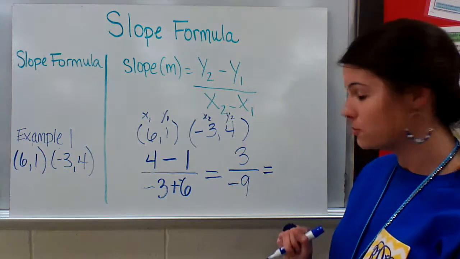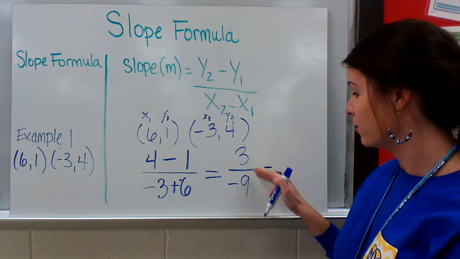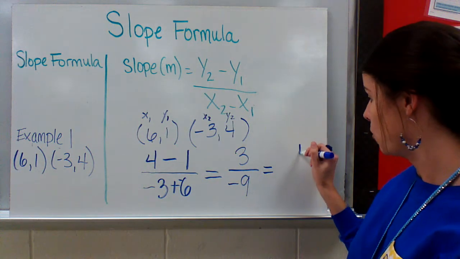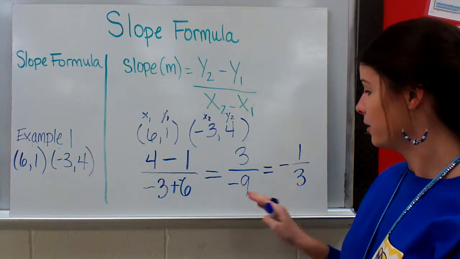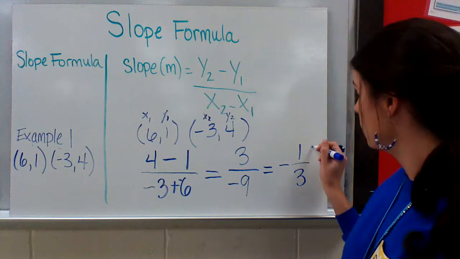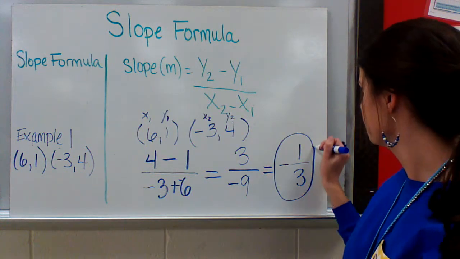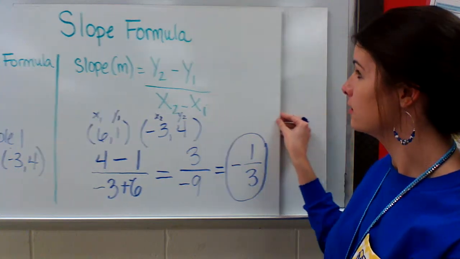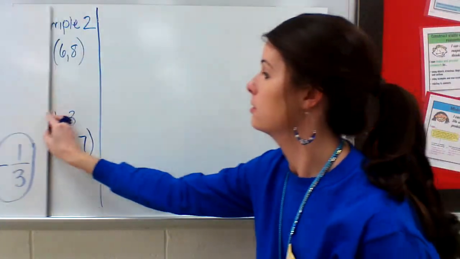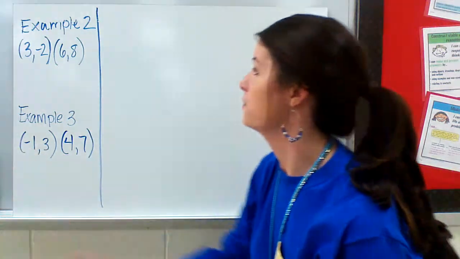Now remember, we always simplify, and 3/9 can be simplified to 1/3, and it is negative. Okay, if one number is negative, then the whole slope is negative. Okay? Let's try a couple more examples.